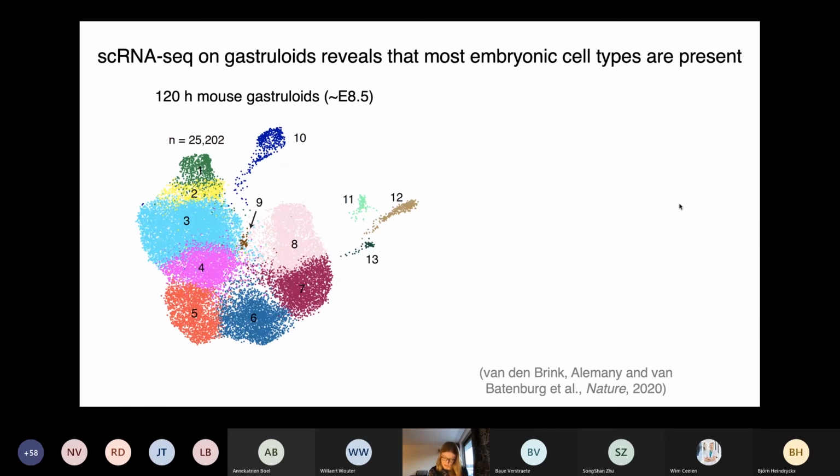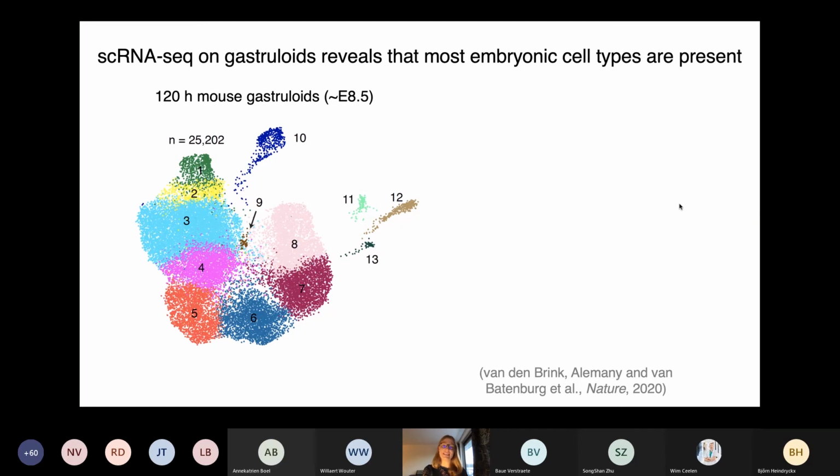So the gastruloid system had until recently mostly been characterized with microscopy-based technologies, and we thought that it would be interesting to extend this characterization to the single-cell level to characterize them in more detail. In order to do that, we applied single-cell RNA sequencing to 25,000 cells extracted from over 100 mouse gastruloids at the 120-hour time point. At that time point, they resemble mouse embryos at 8.5 days post-fertilization. And this approach revealed the presence of 13 clearly defined cell types in gastruloids.